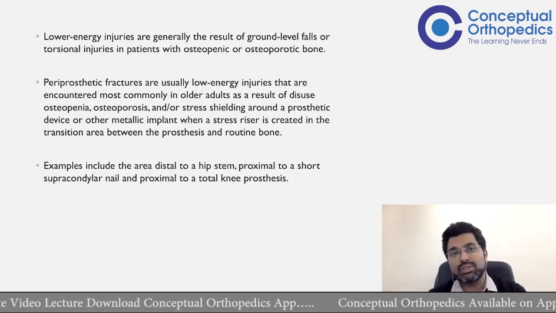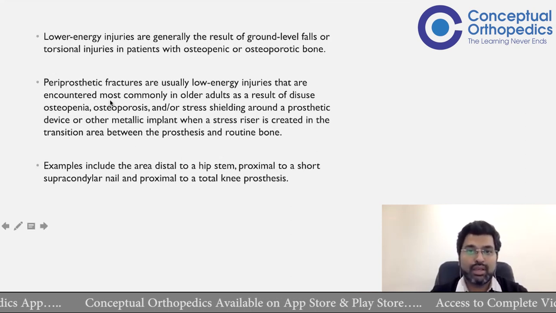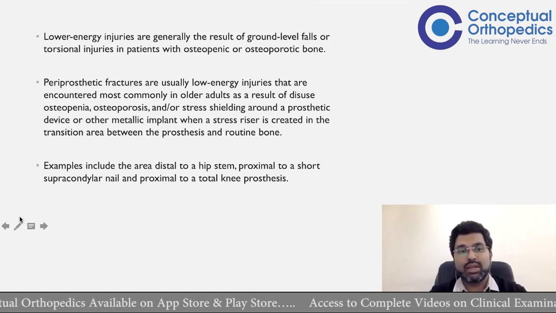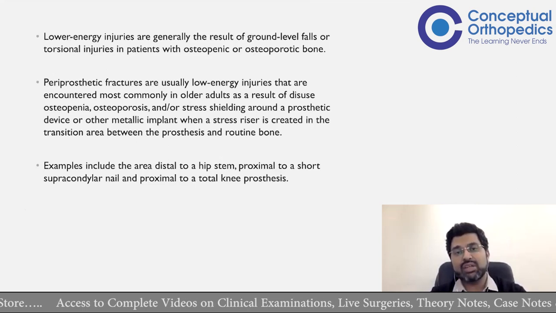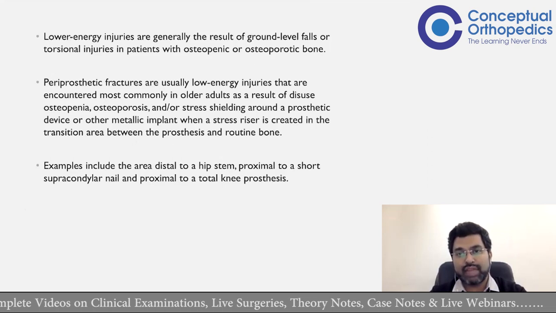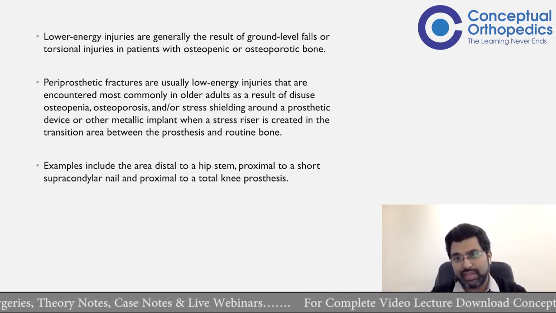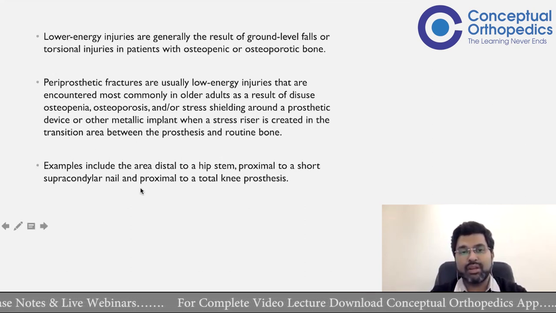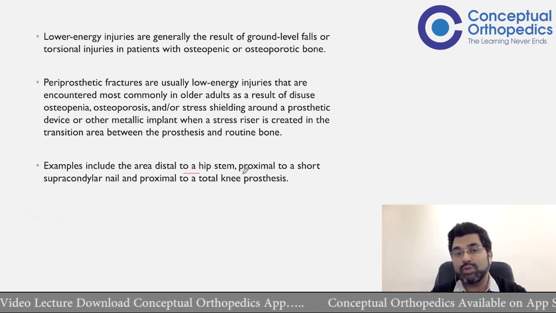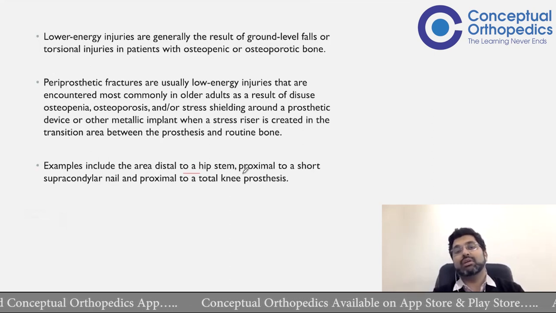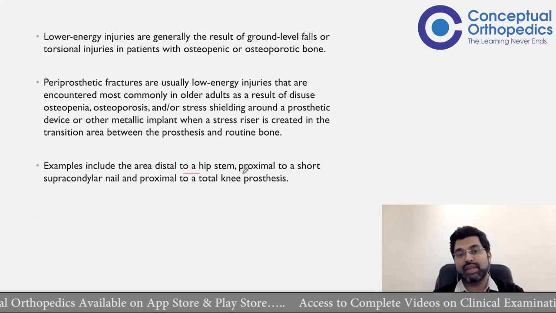Mostly, as I said, these are low energy injuries which can result from ground level falls, or they can be torsional injuries in osteopenic or osteoporotic bone. We also see these fractures in cases of arthroplasty as periprosthetic fractures, because the junction of the implant and the bone is a high stress area where the fracture can happen. Because of osteopenia and stress yielding, such patients can have periprosthetic fractures with minor stress. It can happen distal to a hip stem, proximal to a knee prosthesis, or even proximal to a nail. All these will be classified as periprosthetic fractures.